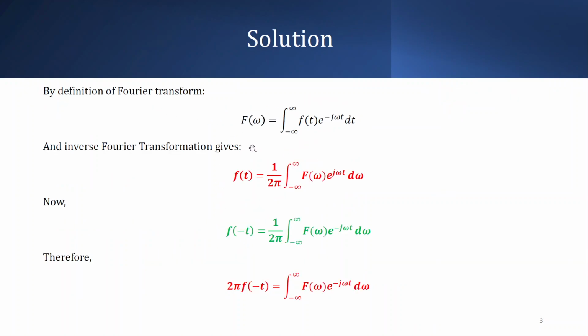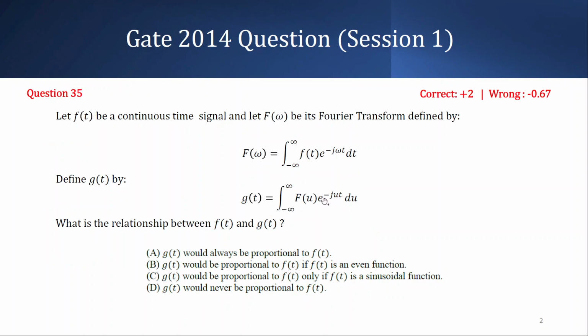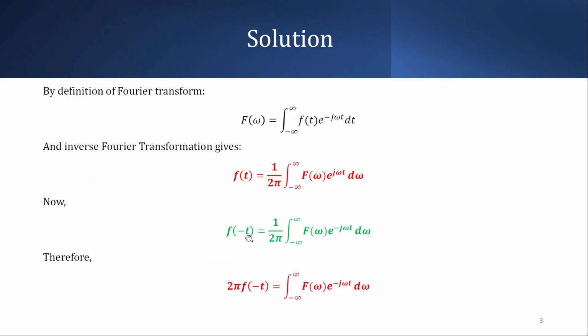There is a definition of Fourier transform which has been given to you in the question itself. Now the definition of inverse Fourier transform is 1 by 2 pi integration of F of omega e to the power j omega t d omega. Now what I have done is I have written f of minus t. Why have I done minus t? Because in the expression for g of t, you have minus j u t over here. So I wrote f of minus t so that I can get a negative term over this e to the power term. I get a negative sign over here. That is why I have done f of minus t. If I do that, let us multiply both sides by 2 pi.